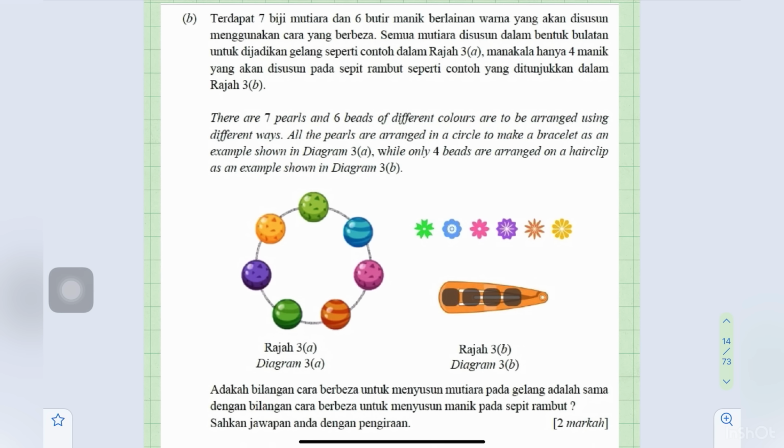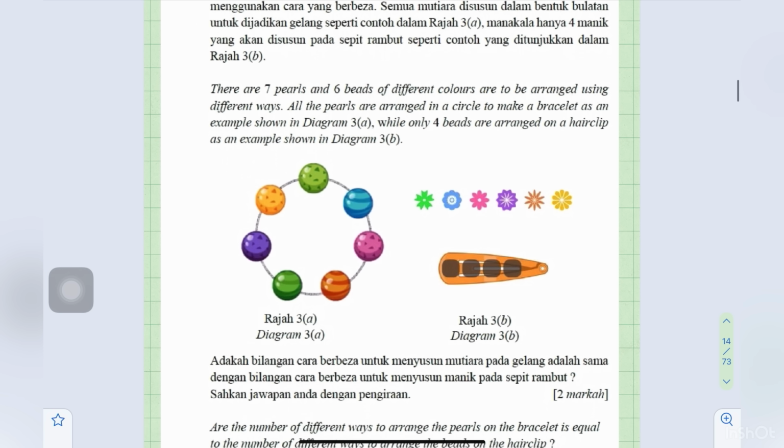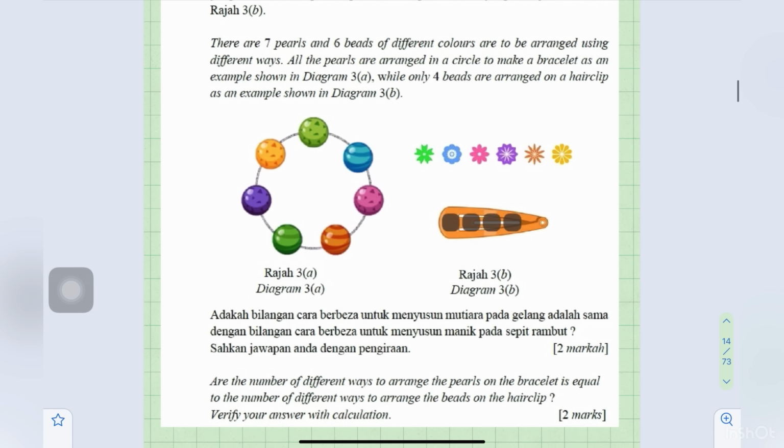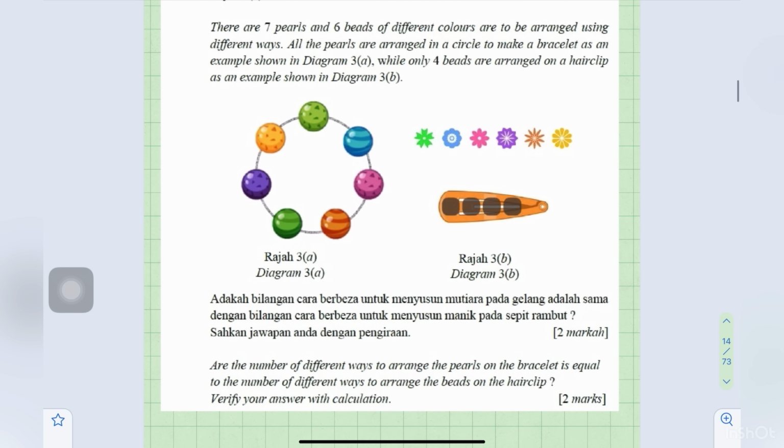8B. There are 7 pearls and 6 beads of different colors to be arranged in different ways. All the pearls are arranged in a circle to make a bracelet, as an example shown in diagram 3A, while only 4 beads are arranged on a hair clip, as an example shown in diagram 3B. Is the number of different ways to arrange the pearls on the bracelet equal to the number of different ways to arrange the beads on the hair clip? Verify your answer with calculation.